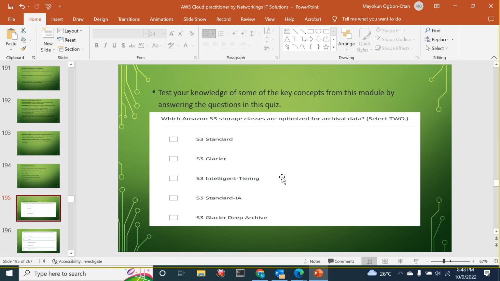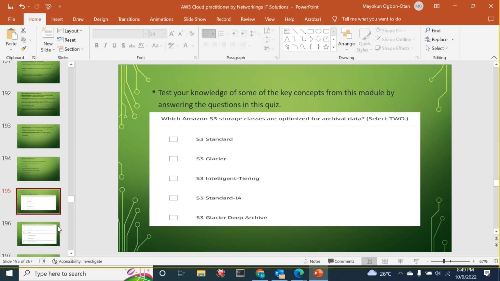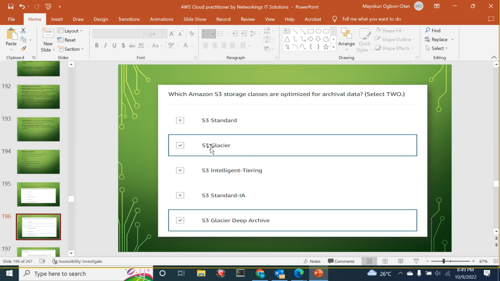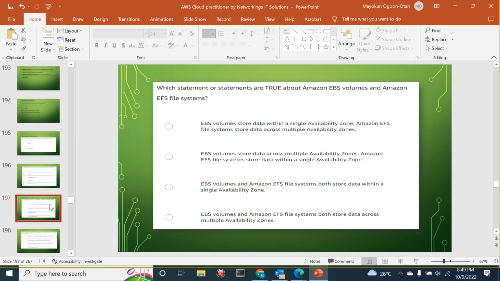Okay. So anytime they talk about archival data, data that you are going to keep in an archive for some time and are not going to be accessing, that's where Glacier comes in. And we said that the difference between Glacier and Glacier Deep Archive is the time it takes to access the data. Please, let's watch the last video and read our notes. So the answer is S3 Glacier and S3 Glacier Deep Archive.